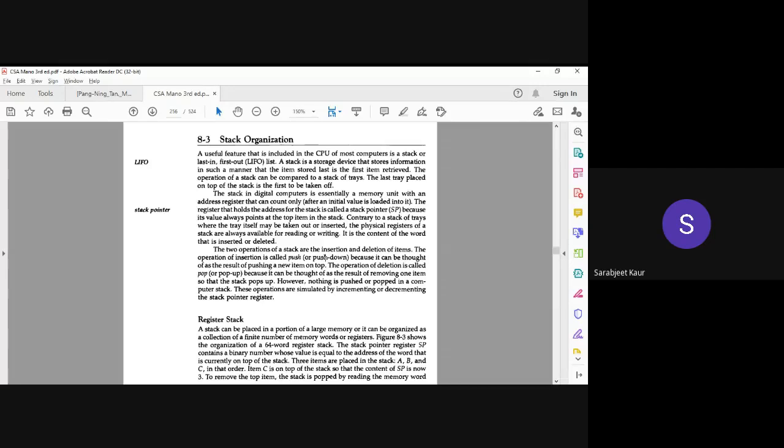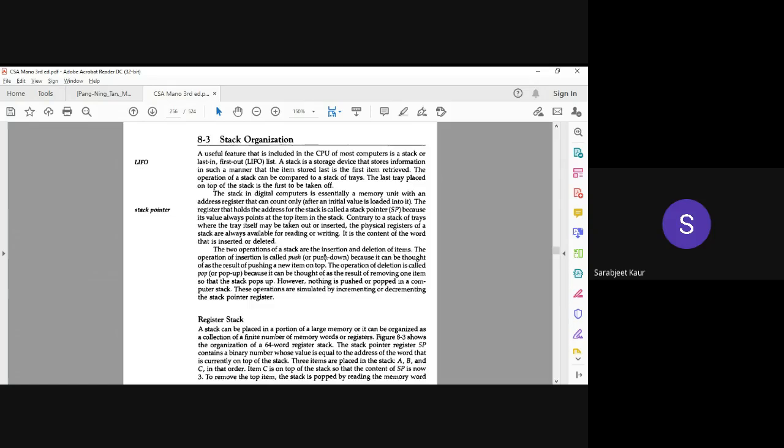Okay, so in your next semester, when you do your data structures, you are going to see the implementation of the stacks, okay, using arrays as well as using linked lists, okay.